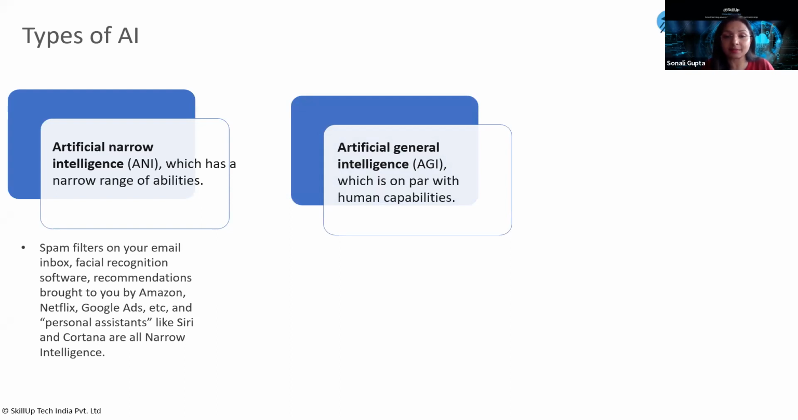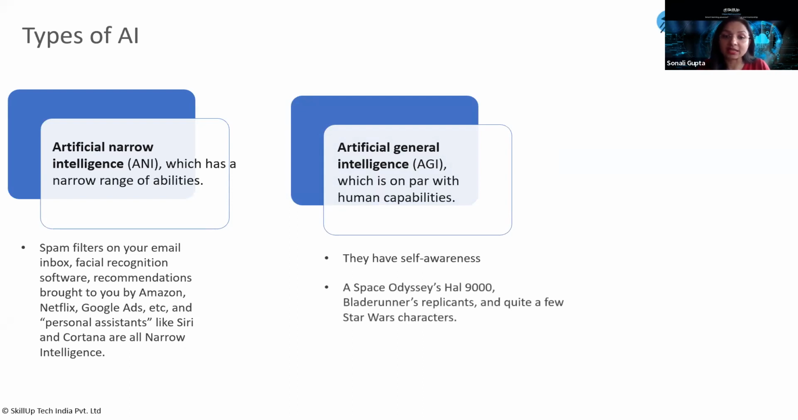Now, how does this matter? This has self-awareness, like HAL in 2001: A Space Odyssey. If you have seen some of the movies, Blade Runner replicants and a few Star Wars characters are all based on artificial general intelligence, which is on par with human capabilities.